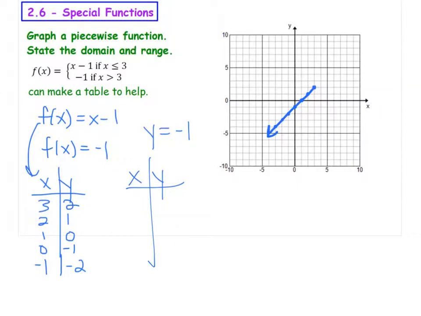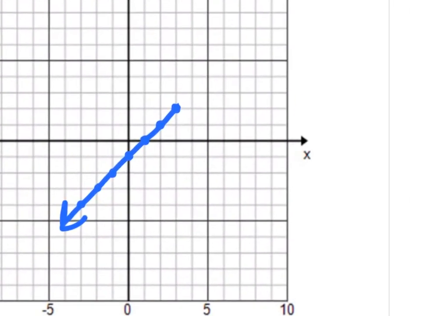So even though 3 is not included, I need to start with that number. If 3 was going to be included, the output would be negative 1. 4, -1, 5, -1, 6, -1, everything -1. What I have to remember though is at 3, -1 has to be an open circle, because I really don't want that point included. So I'm going to zoom in here and go to -1 for all x values after 3.